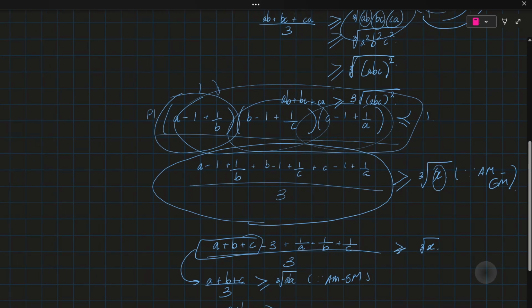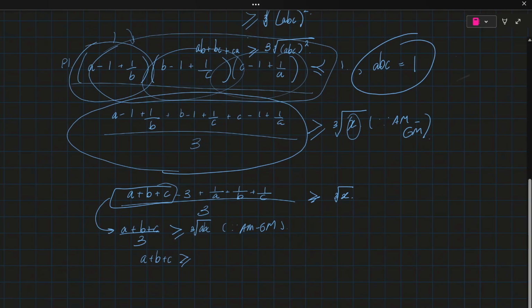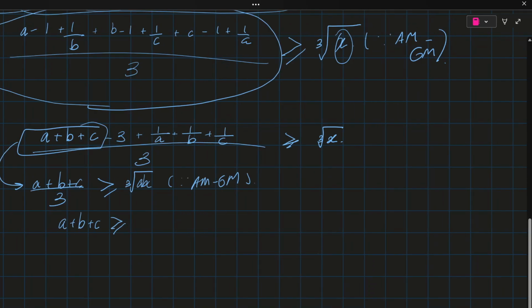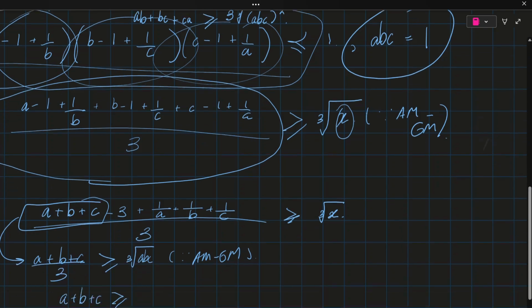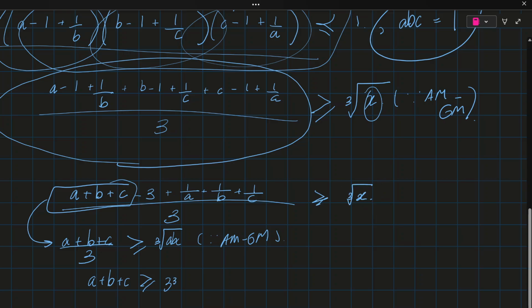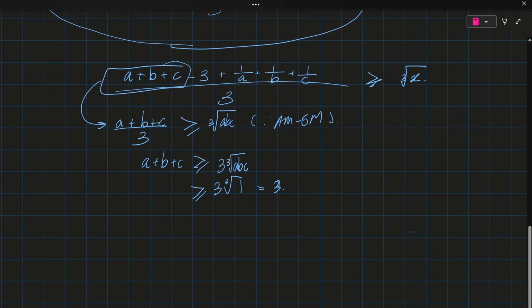Oh no, wait, gosh, I'm actually an idiot. In the question, they also gave you this: abc is equal to 1. Without that, you probably won't be able to solve the question. So, geez, my bad. abc is equal to 1. So for this part, that would just be this, which is equal to 3. So, that part's been solved.